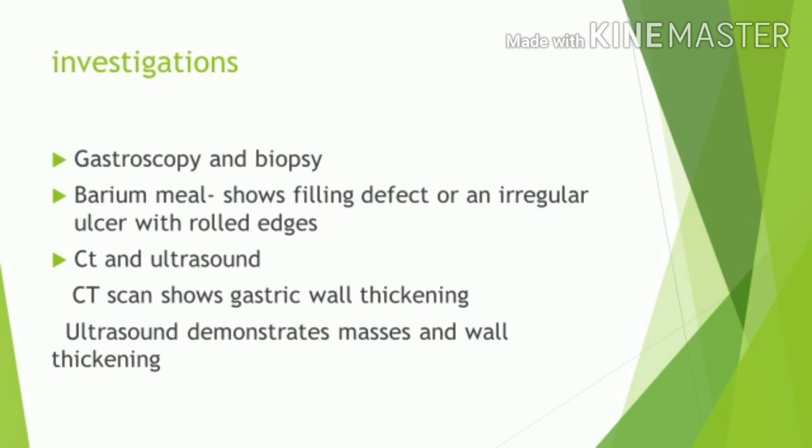Barium meal shows filling defect or an irregular ulcer with rolled edges. Ultrasound shows gastric wall thickness. Ultrasound demonstrates mass and wall thickening.